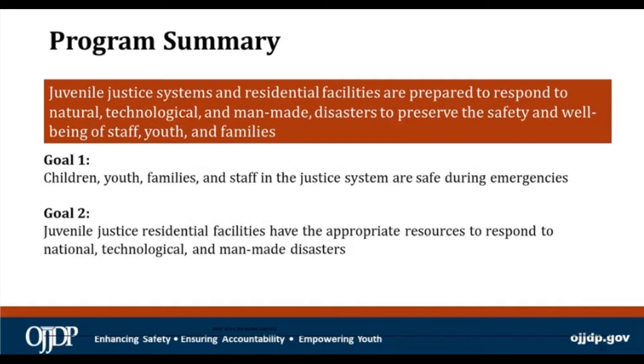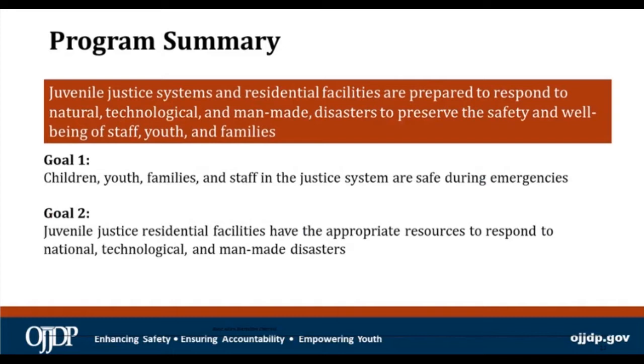OJJDP's desired result for the Juvenile Justice Emergency Planning Demonstration Program is to ensure juvenile justice systems and residential facilities are prepared to respond to natural, technological, and man-made disasters to preserve the safety and well-being of staff, youth, and families. To achieve this result, OJJDP established 3 goals.